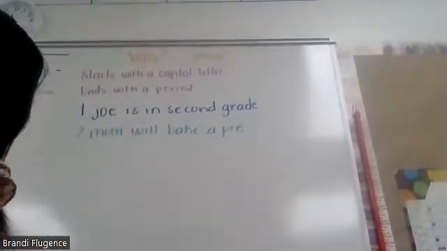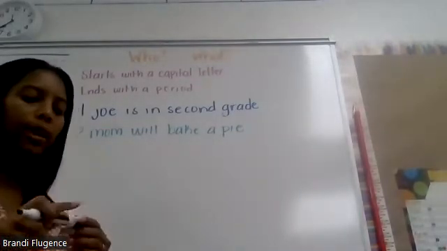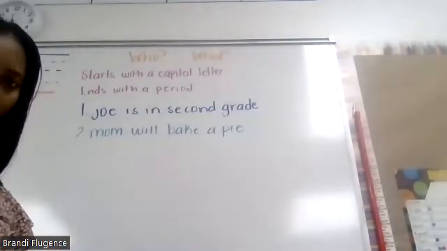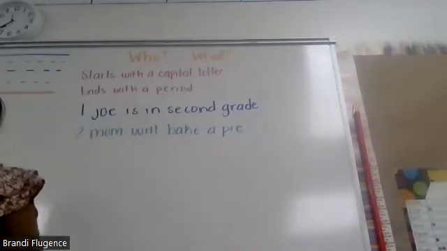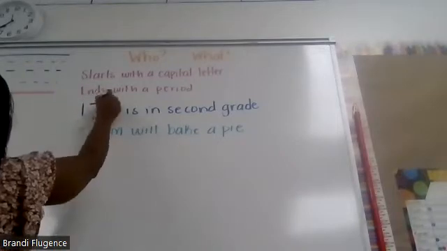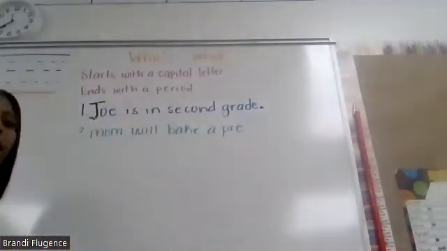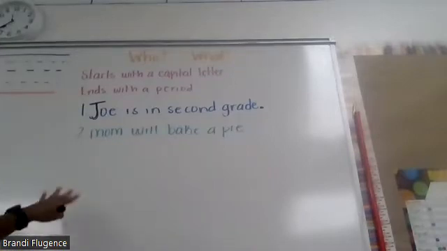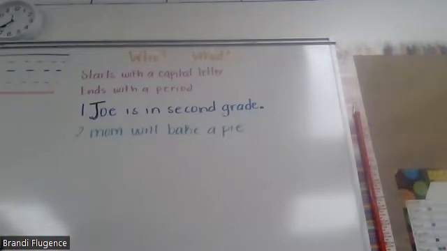These sentences, I hope I gave you enough time. So number one says, "Joe is in second grade." How do I write this correctly? Go ahead and write. Capitalize the J, the first letter, of course. And with the period, I make sure to put that period at the end to finish that off. Did we do that? Yes, ma'am. Okay, make sure we did that. Okay, number two, "Mom will bake a pie."